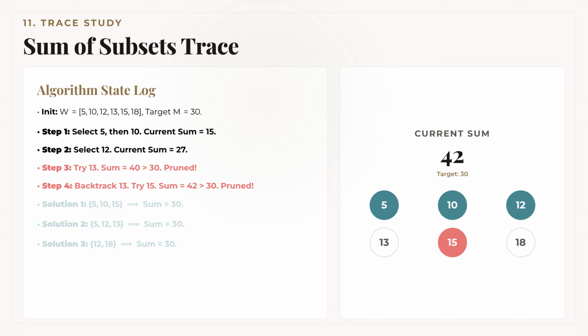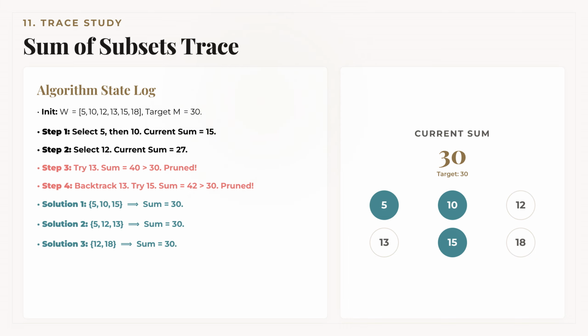We backtrack, we exclude 13, we try 15. Again, the sum exceeds 30. That branch is also discarded. Eventually, the algorithm finds the subset consisting of 5, 10, and 15. The sum is exactly 30. Another solution is 5, 12, and 13. Yet another solution is 12 and 18. The beauty of backtracking lies in the fact that it avoids exploring enormous numbers of impossible combinations.